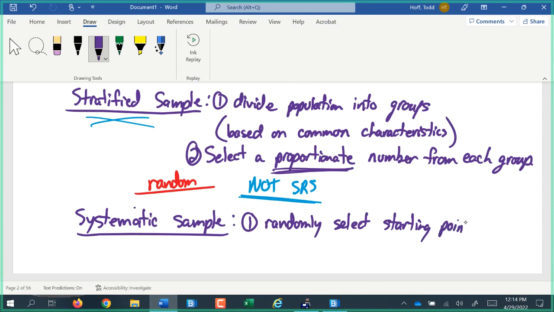And then the system does the rest. What does that mean? Well, choosing students, it doesn't really make much sense to use a systematic sample.